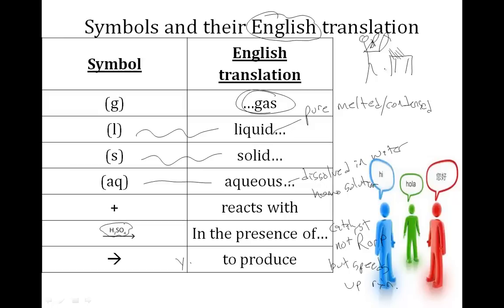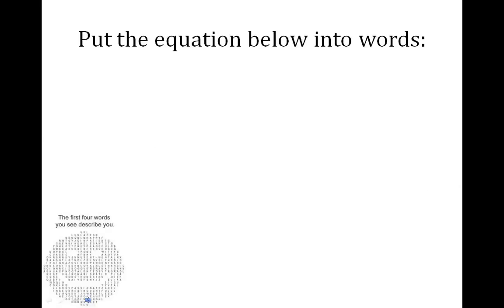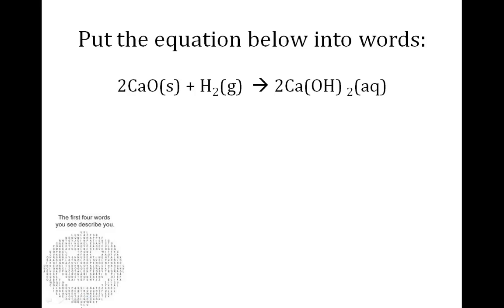This arrow means to produce or yields or any of the other things that mean to produce. Put the equation below into words. Now, you don't need to put the coefficients into the equation, but you should be able to name these things. Name them. Yes, name them. Calcium oxide. Now, if you do this and say calcium oxide solid, let me introduce you to English in America, where we put our adjectives before our nouns. So we would say something like solid calcium oxide reacts with, oh look, reacts with, that's the plus sign, hydrogen gas.